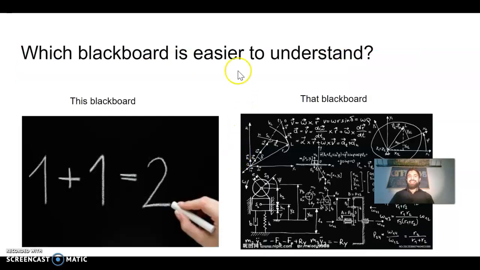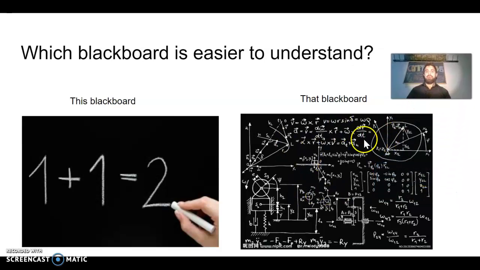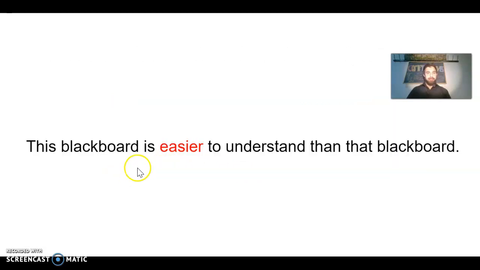Which blackboard is easier to understand? This blackboard or this blackboard? Which one is easier to understand? This blackboard or that blackboard? I want you to pause the video now and write a sentence on which one is easier to understand. Okay, let's take a look. This blackboard is easier to understand than that blackboard. Make sure that if you make mistakes, you correct them in a different colored pen.